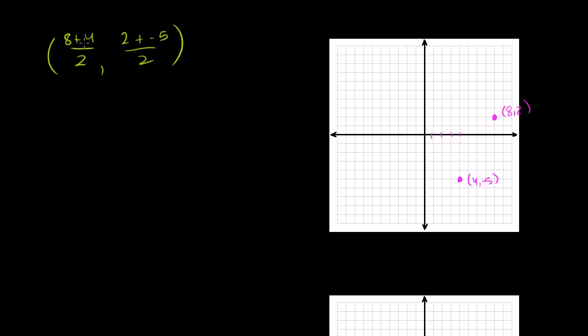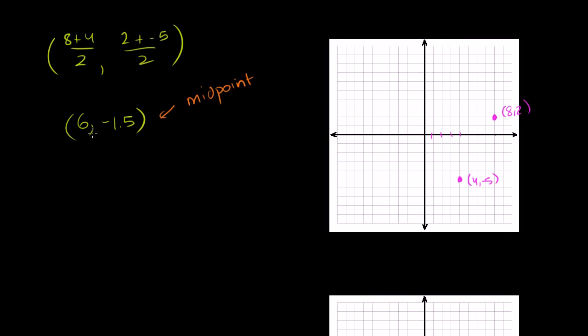And what is this equal to? This is 12 over 2, which is 6, comma, 2 minus 5 is negative 3. Negative 3 over 2 is negative 1.5. So that right there is the midpoint. You literally just average the x's and average the y's, or find their mean.